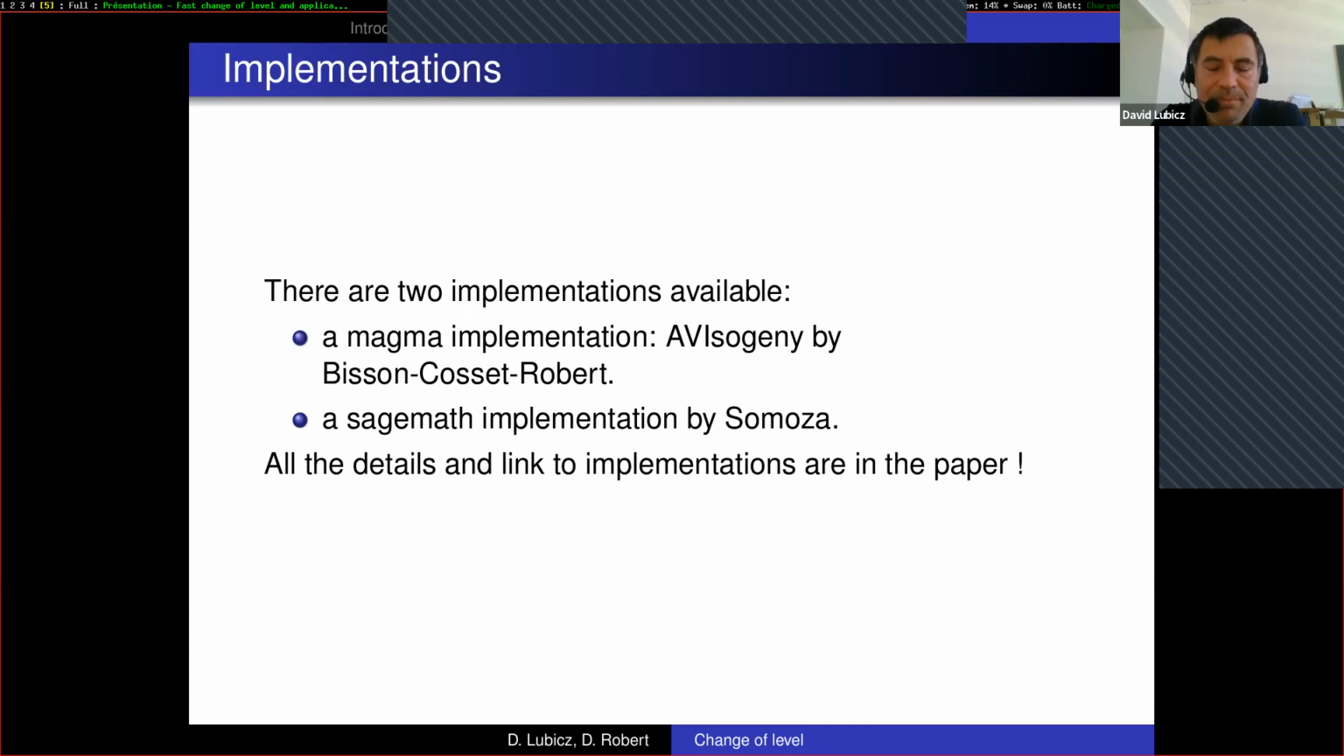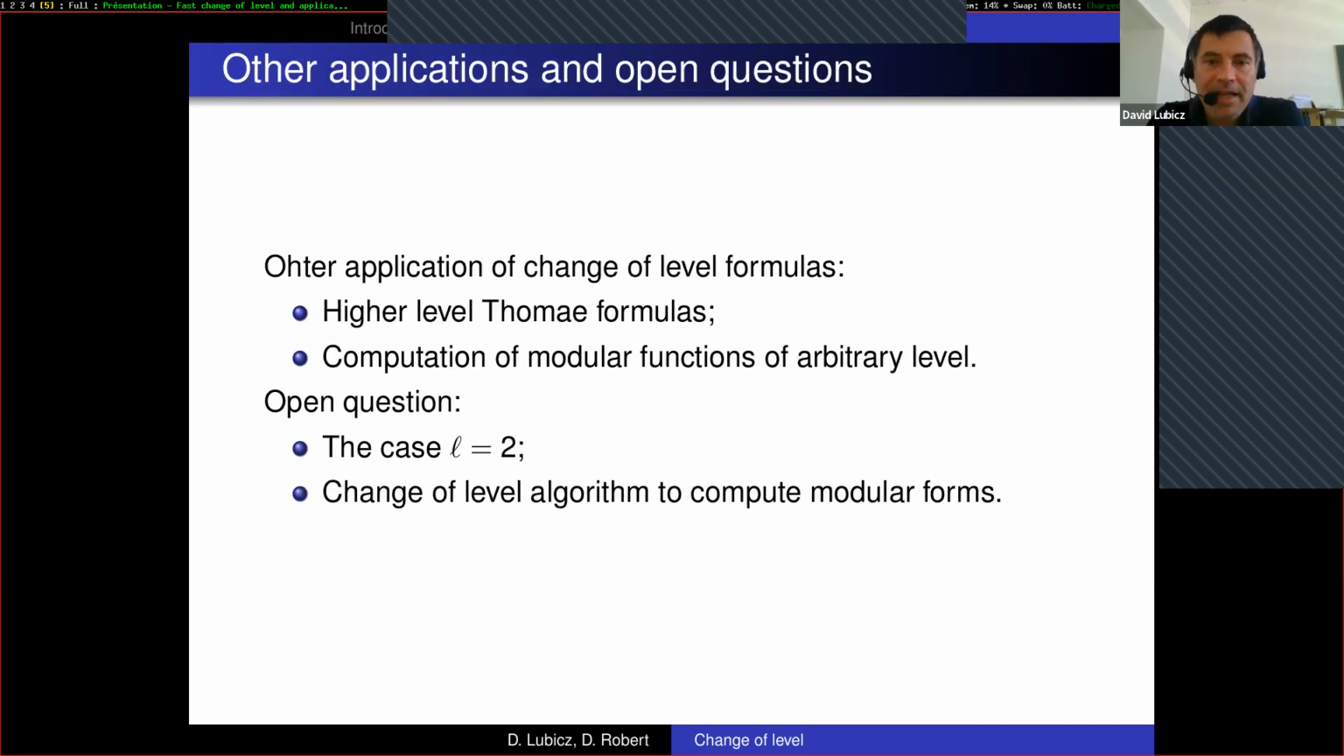So there are two implementations available: a Magma implementation, which is called AVIsogenies by Bisson, Cosset, and Robert, and the Sage implementation by Anna Somoza. All the details and links to implementations are in the paper. And I will finish this talk by giving you some other hints about other applications and open questions.